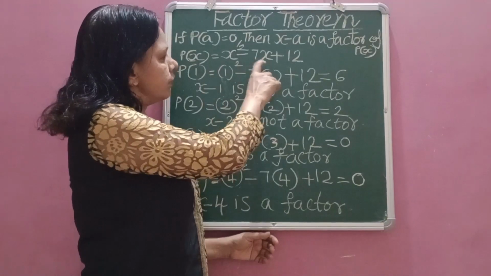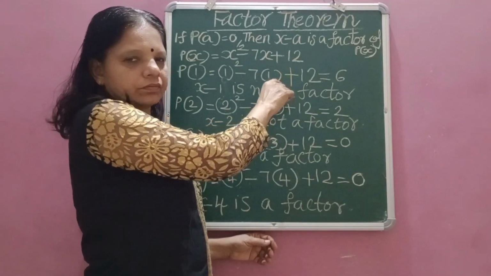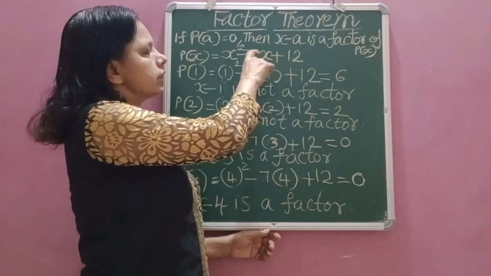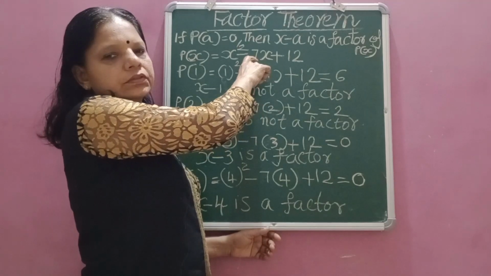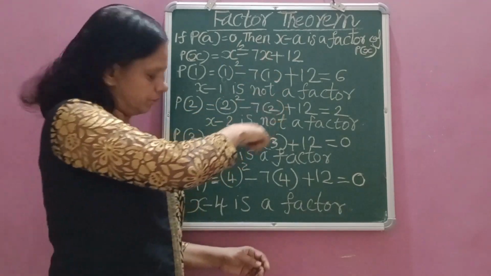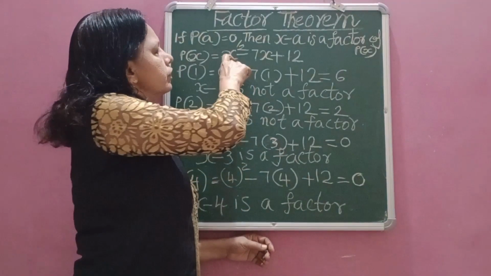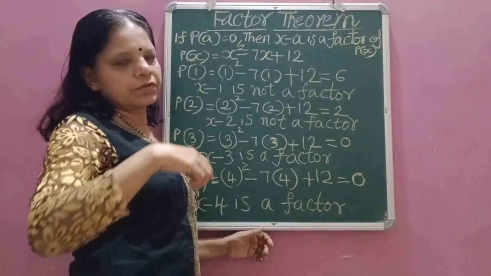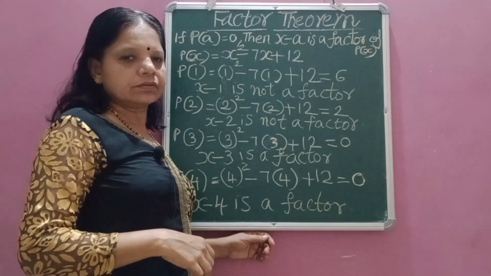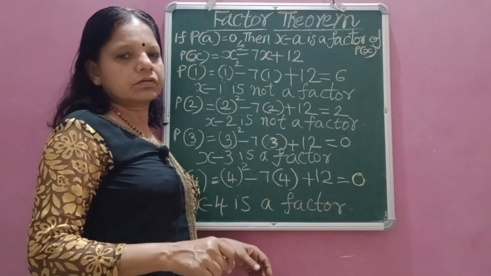Clear? By splitting the middle term, you know how to find the factors. Clear? So those numbers, 3 times 4 equal to 12, 3 plus 4 equal to 7, and both are negative. From that it is understood that x minus 3 and x minus 4 are the factors of x square minus 7x plus 12, right? So by factor theorem we can check whether the given binomial is a factor or not.